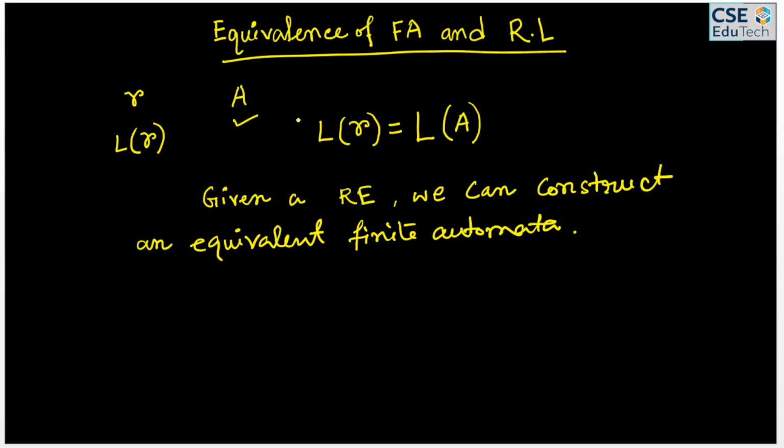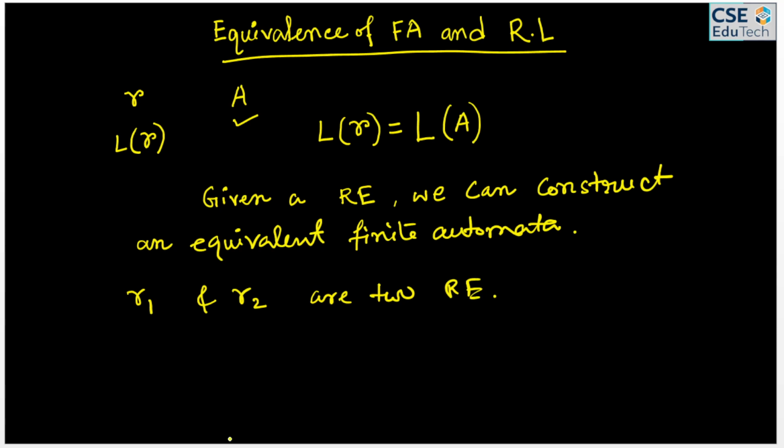And to prove this, given a regular expression, we can construct an equivalent finite automata, we have to prove the following three lemmas. There are three lemmas that we have to prove. Now to prove these three lemmas, first we'll assume that R1 and R2 are two regular expressions.